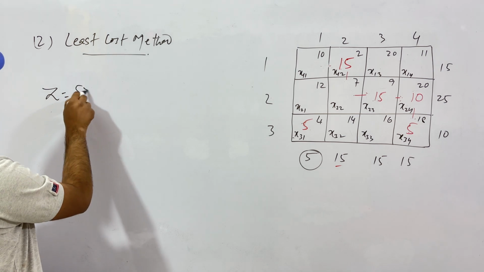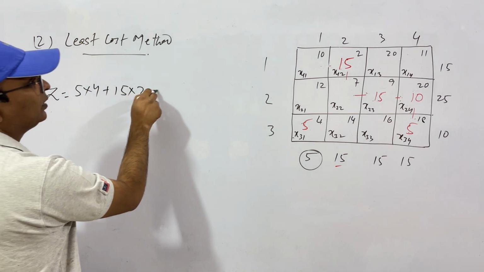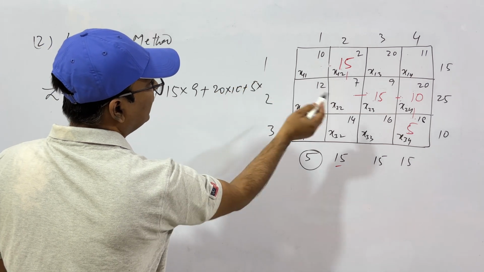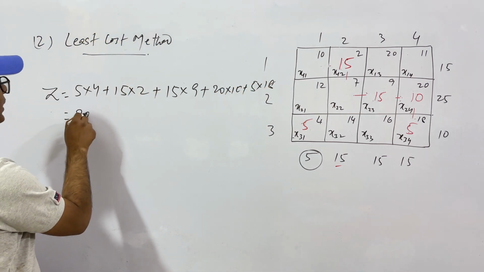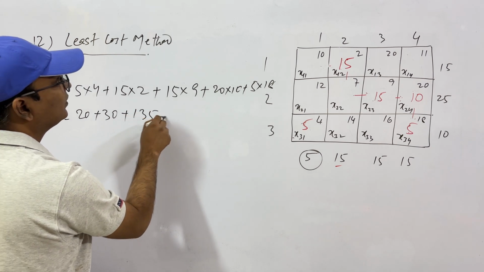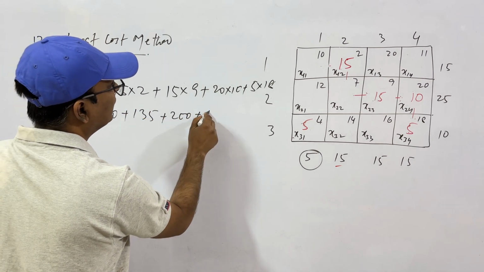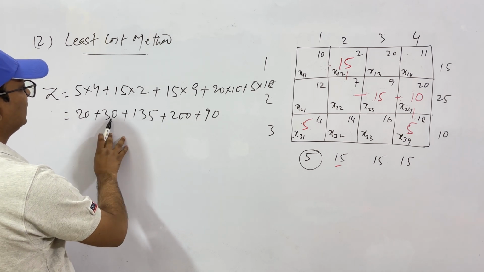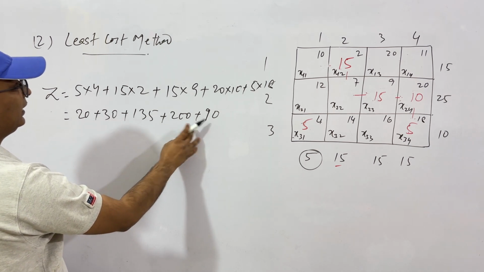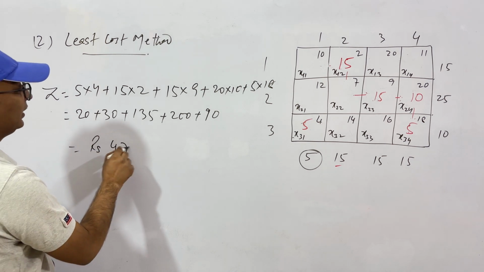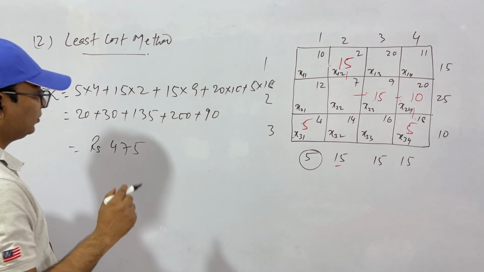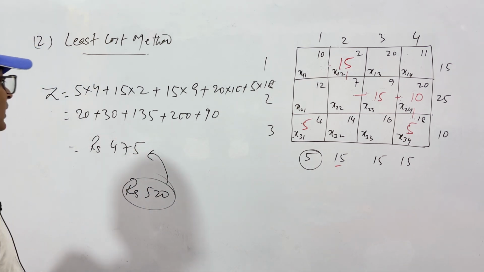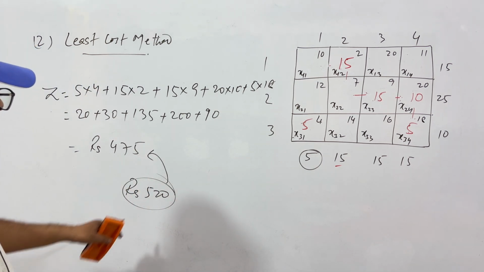It will be 5 cross 4 plus 15 cross 2 plus 15 cross 9 plus 20 cross 10 plus 5 cross 18. So this is 20 plus 30 plus 135 plus 200 plus 90, which gives 475. So what you get is rupees 475. Now using the northwest corner method, the cost was rupees 520.